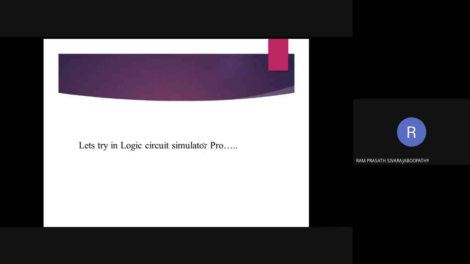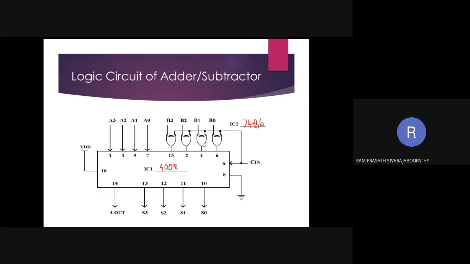Okay, let's try in logic circuit simulator code. Kindly take a screenshot of this. You must have a screenshot. Kindly take a screenshot of this circuit. So this is the circuit we are going to implement today.